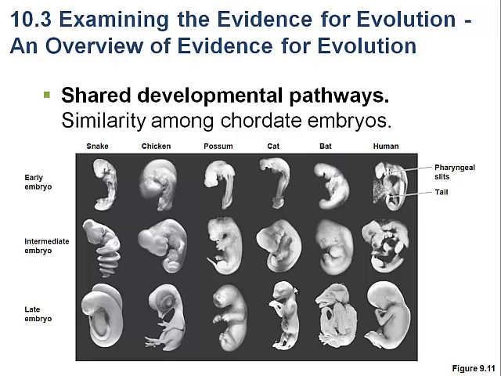A third evidence for evolution that we're going to look at are shared developmental pathways. Interestingly, when we look at the embryonic development of various organisms, we see a lot of similarities. Here we have a snake, chicken, possum, cat, bat, and a human. What we notice is that the embryonic states of these organisms look quite similar. For instance, at one point in development, the human has gill slits, and the human actually has what's called a post-anal tail, an actual tail. Now those characteristics go away in the fully formed human.